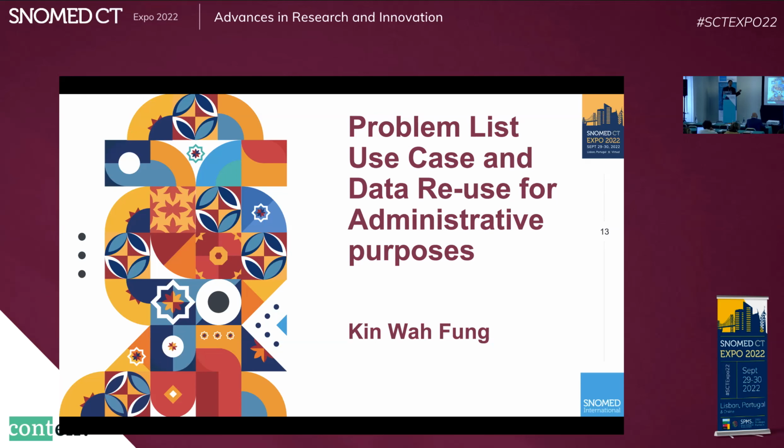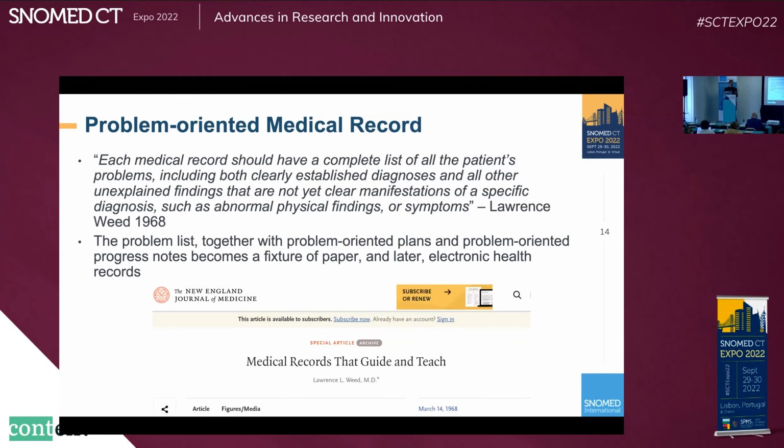So what is a problem list? It can all be traced back to this seminal paper by Larry Weed, 1968. He advocated the concept of a problem-oriented medical record. Basically, everything that is entered in a medical record is associated with a problem that the patient is suffering. So the problem is the centerpiece or the main index to the whole medical record.